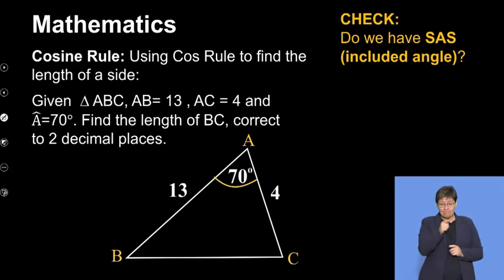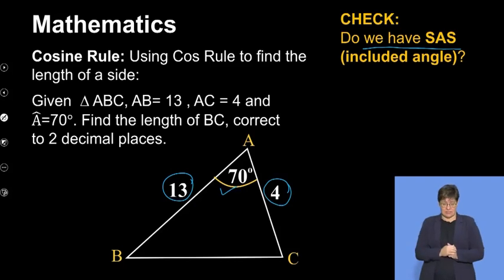In this triangle ABC, we're given AB equals 13, AC equals 4, and angle A equals 70 degrees. So the first question we always have to ask is, do we have side-angle-side? Because that's the only way we can use the cosine rule. We've got a side, an included angle, and another side. So we have that V pattern that we're looking for, which means we can apply the cosine rule.